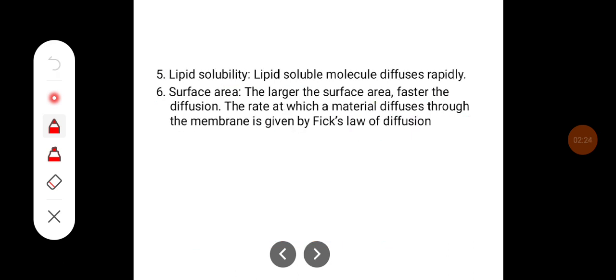Then it depends on lipid solubility. Lipid soluble molecules diffuse very rapidly. And of course it depends on the surface area: the larger the surface area, the faster the diffusion.